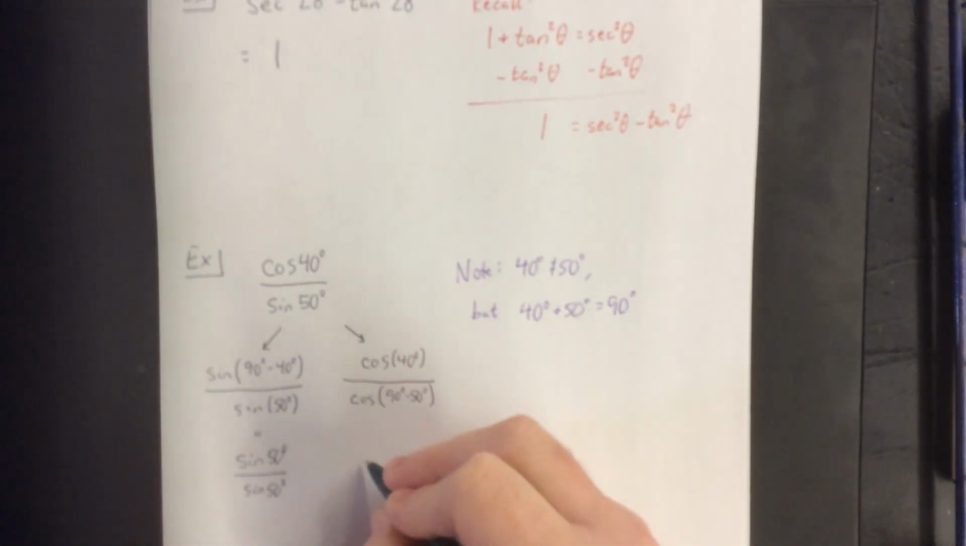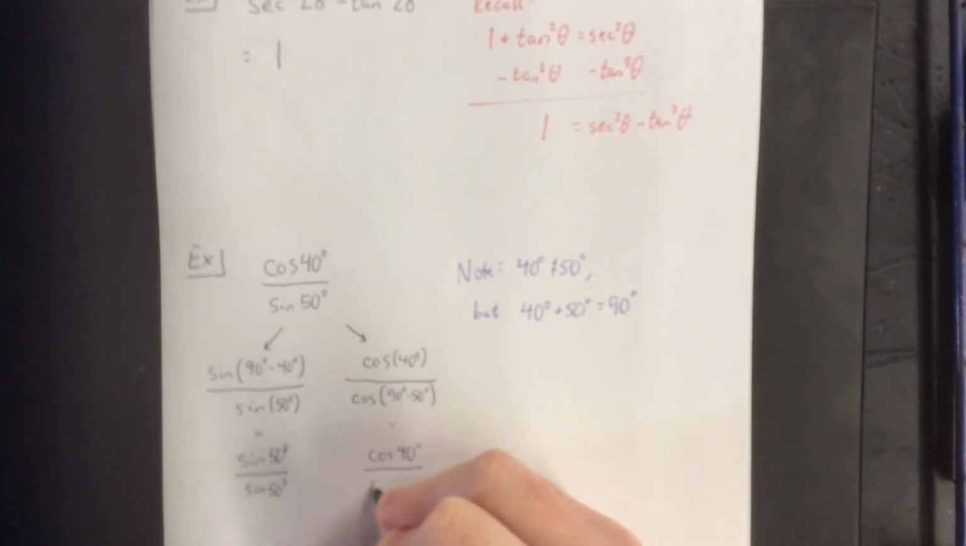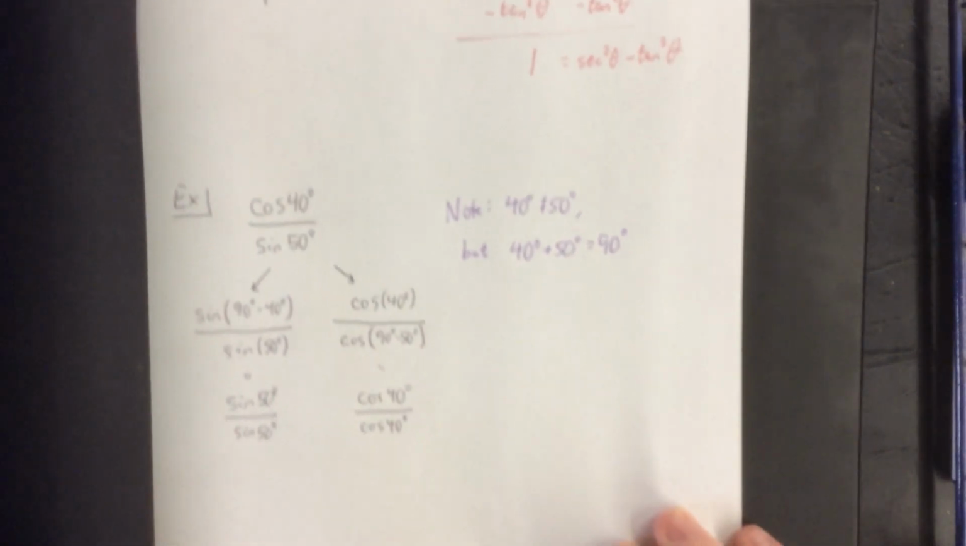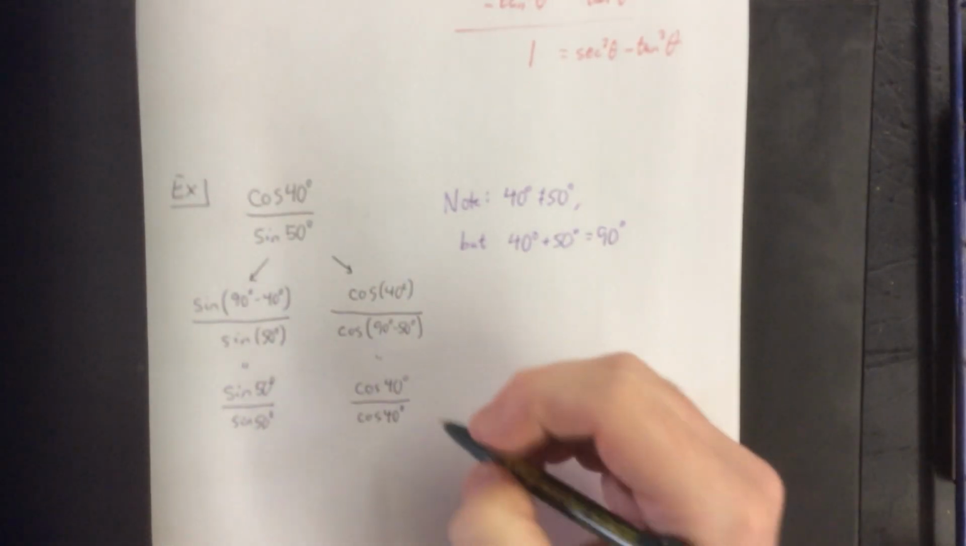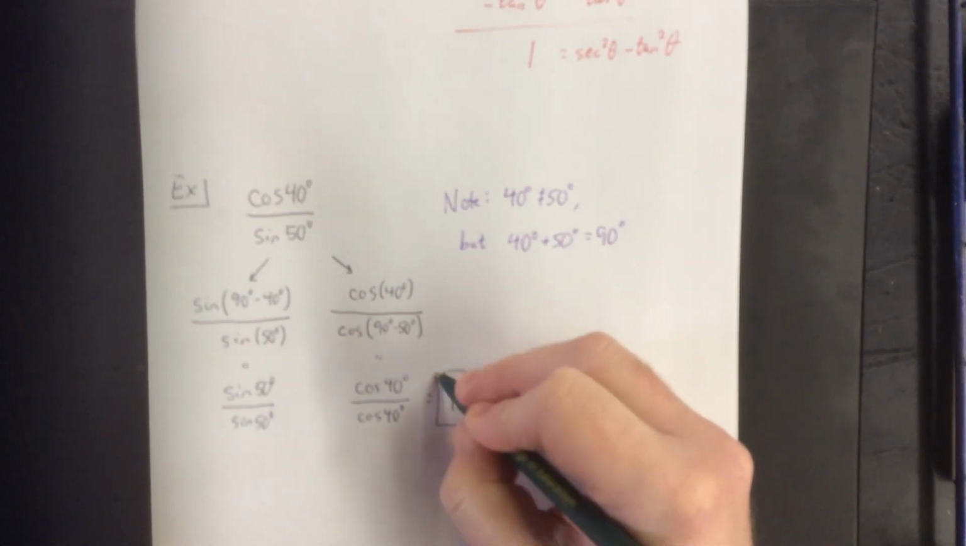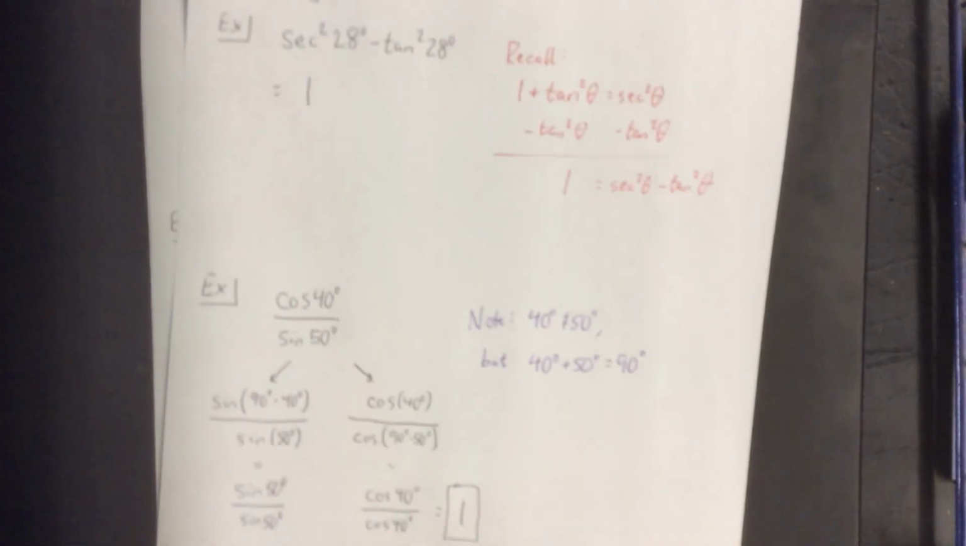In the second case, this would wind up becoming the cosine of 40 degrees divided by the cosine of 40 degrees. And I guess it didn't really matter which one of those I did, because we're going to wind up with the same thing either way, and that same thing is going to be 1. So, example of the cofunction identity combined with a little bit of algebra. Let's go ahead and try out a couple more.